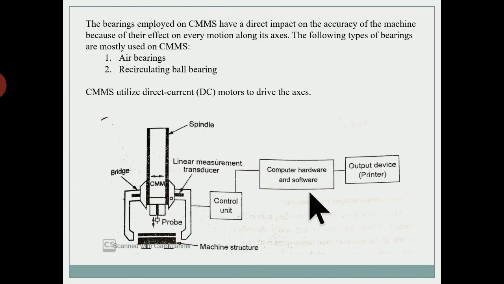The bearings employed on a CMM have a direct impact on the accuracy of the machine because of their effect on every motion along its axis. The following types of bearings are mostly used in CMMs: air bearings and recirculating ball type bearings. This is the structure of a CMM system. This one shows the machine structure. The CMM uses DC motors to drive the axes.